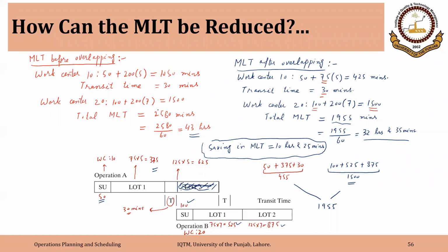And we had 2580 before overlapping. So the difference of the two is the saving in the time. So I hope it is clear. If you have any question, you can ask.